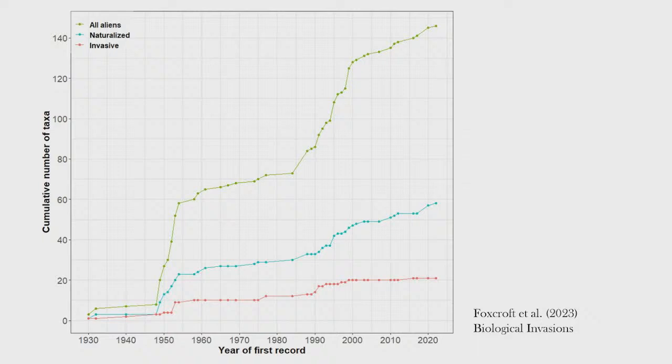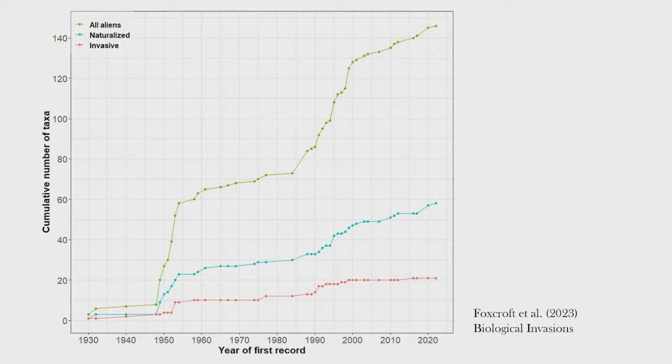So, as my colleague said before, the invasion of alien plants is a big threat for the conservation of biodiversity in Kruger National Park. Here you can see a figure that was published by Llewellyn Foxcroft and colleagues last year, and it indicates the number of new records of alien plants in Kruger National Park over the years. And you can see that these records have been increasing. Nowadays, there are 146 alien plants present in Kruger National Park already, and some of them have become naturalized and invasive. So it's a big threat.